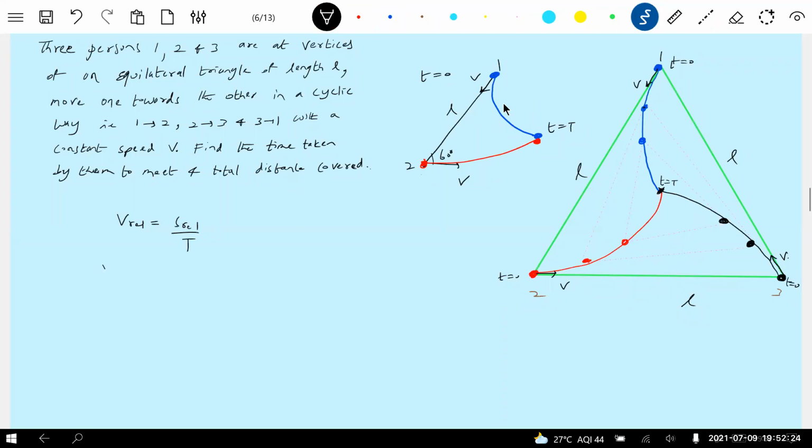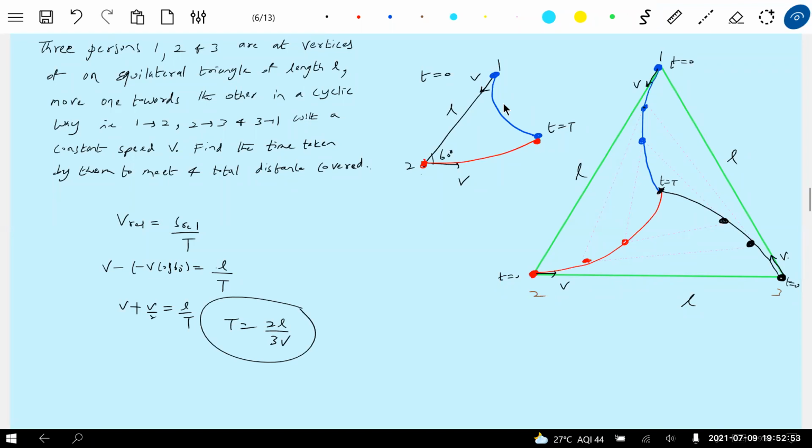What is the V relative? V minus V sin 60. Sorry, V cos 60. V minus of minus V cos 60. Final separation is 0. Initial separation is L, by T. So V minus of minus, this will be V by 2... V plus V by 2 equal to L by T. So the time taken will be 2L by 3V.